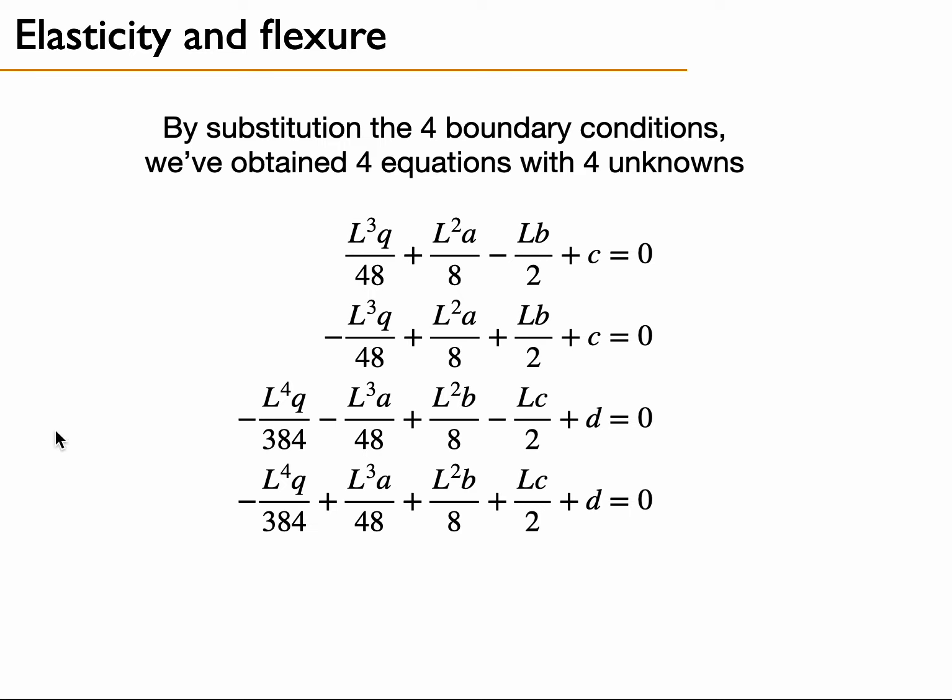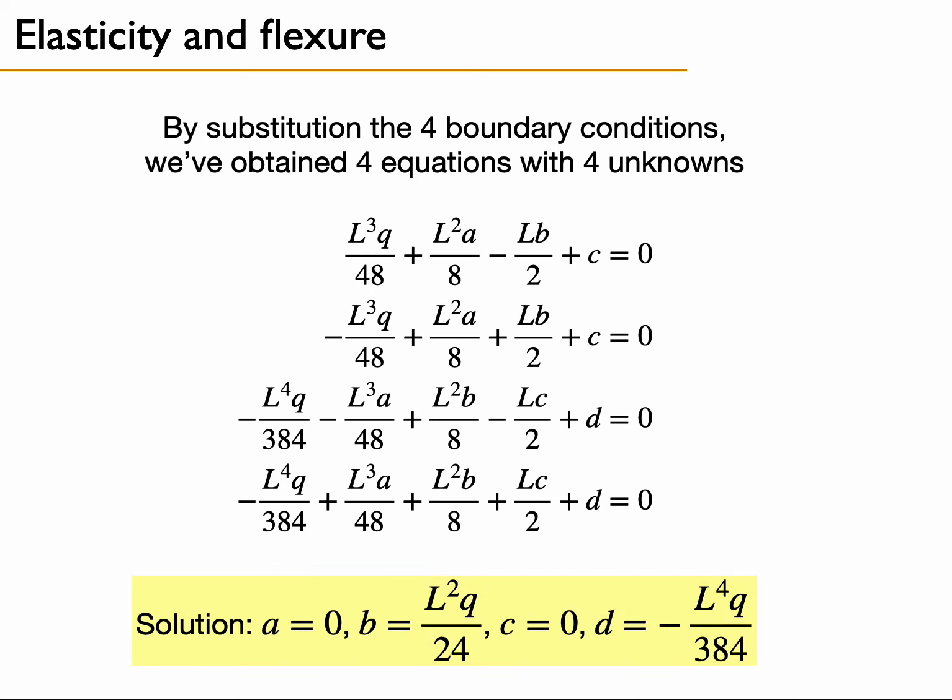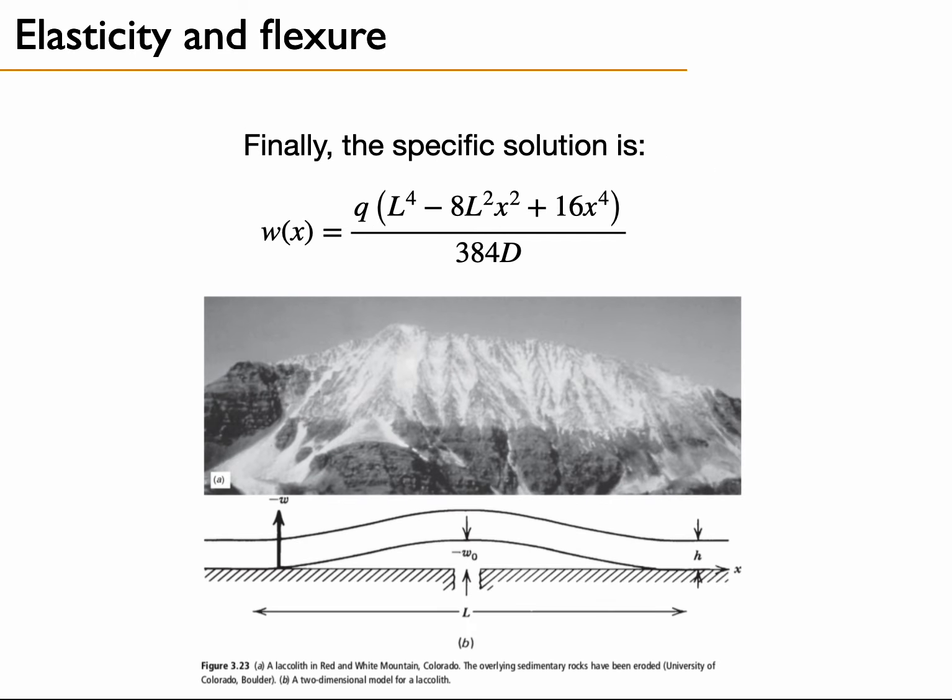So for the equation with 4 unknowns, one needs to solve this linear system of equations, and I now give you the solution. The solution is A equals 0, B equals L to the power 2 times Q divided by 24, C is equal to 0, and D is minus L to the power 4 times Q divided by 384. So using these values now we can finally get an expression for W as a function of X.